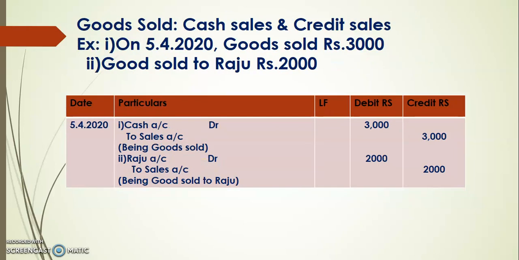Okay, girls. So next one, goods sold. So goods also are sold for cash and credit. At the time of cash sales, we have to make a journal entry, cash account debtor to sales.